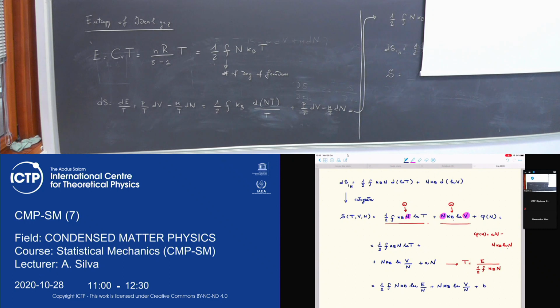plus some b times n, where b, let me write it in green, is equal to a minus 1/2 f k Boltzmann log of 1/2 f k Boltzmann. All right, so this is the general expression I get for the entropy, right?